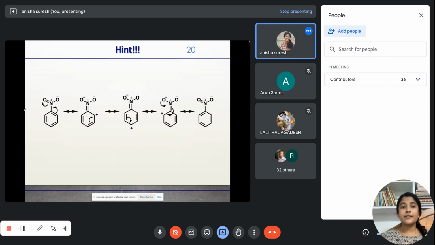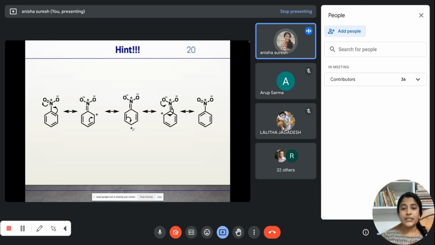So we can see this is the structure of nitrobenzene. Since nitro is an electron withdrawing group, the electrons of this double bond will be withdrawn towards the nitro group. It will go in this direction, and this oxygen will get a negative charge, as we can see here. Since this double bond is broken, it will get a positive charge at this region. Now, since there is a positive charge here, this double bond will delocalize into this position, giving a positive charge at this center. So this is the third resonance structure.